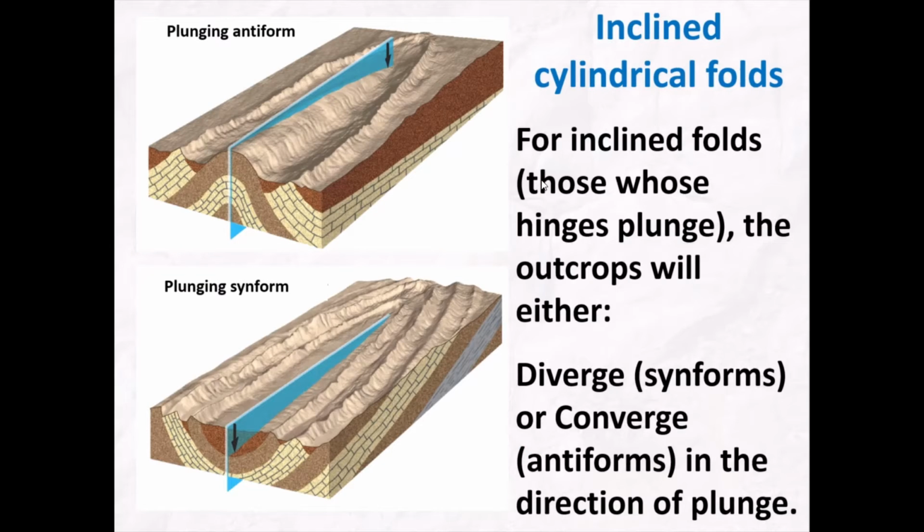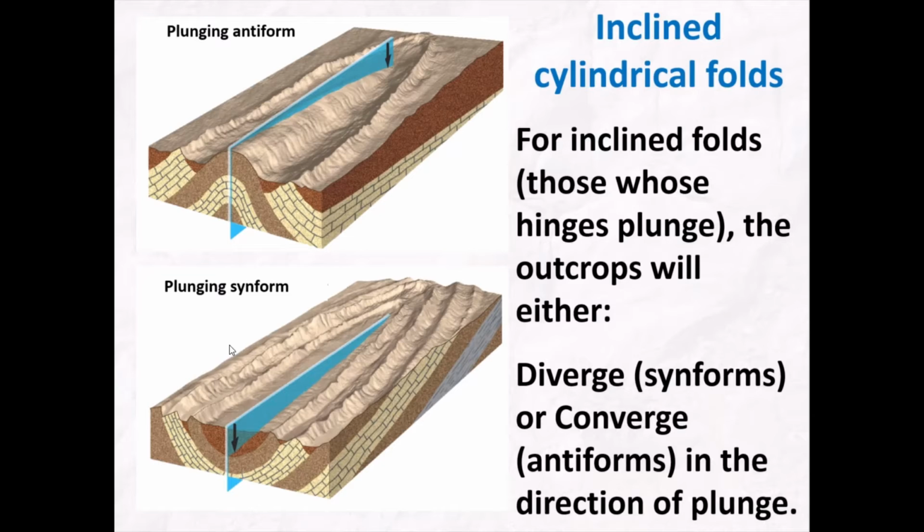However, if you have a fold that itself is plunging, that is one where its hinge has a degree of dip to it, then those sorts of folds, when you see them on map, their outcrop patterns will either converge, they'll close around each other, or they'll diverge, they'll open up to be wider and wider.